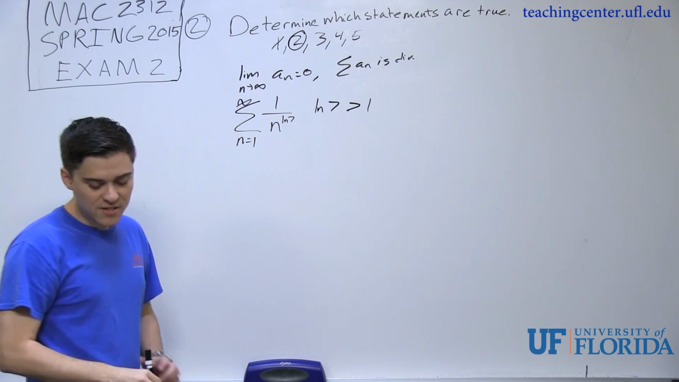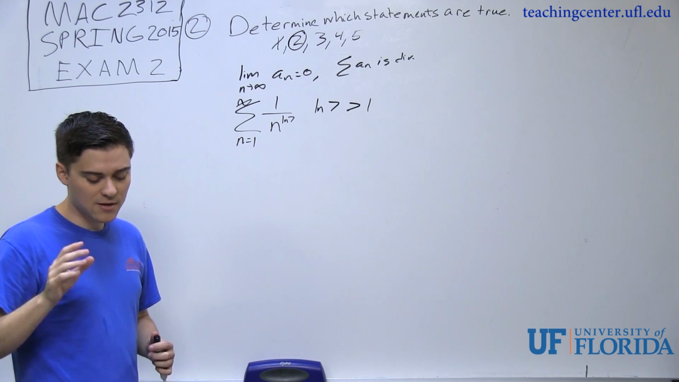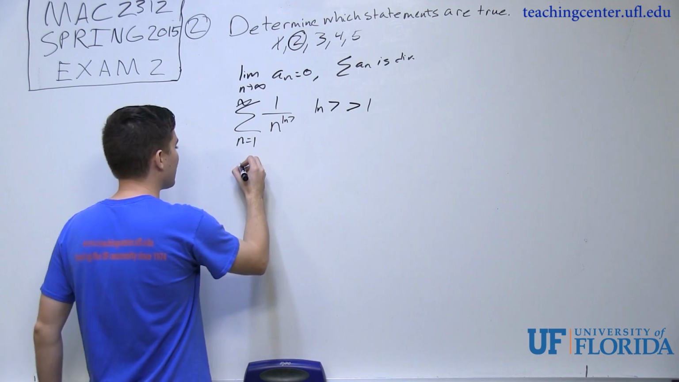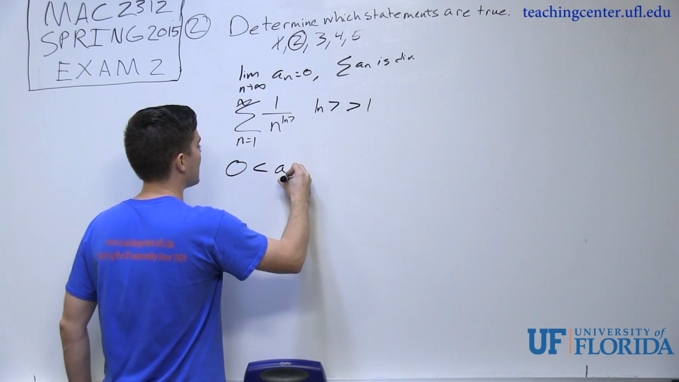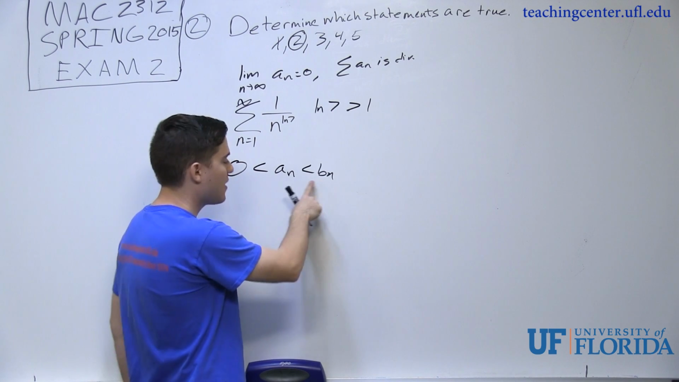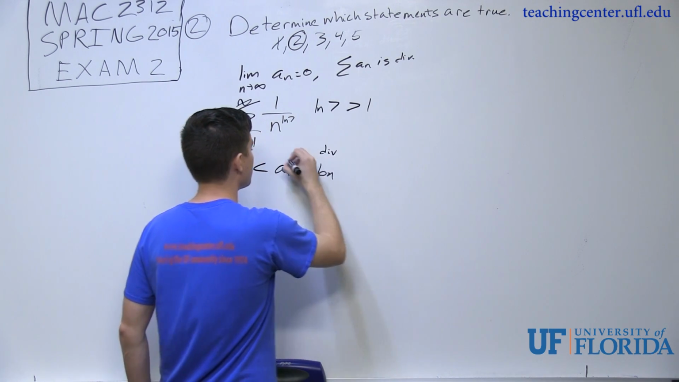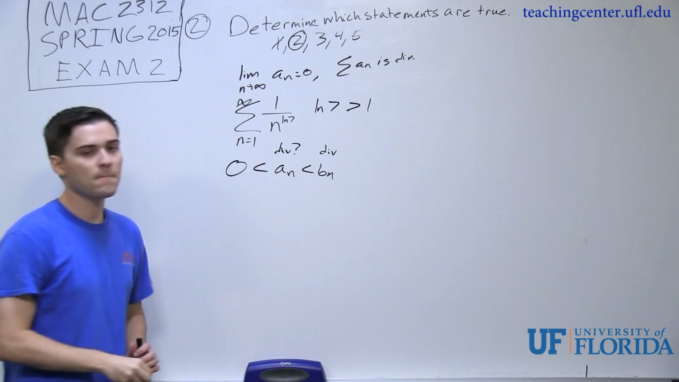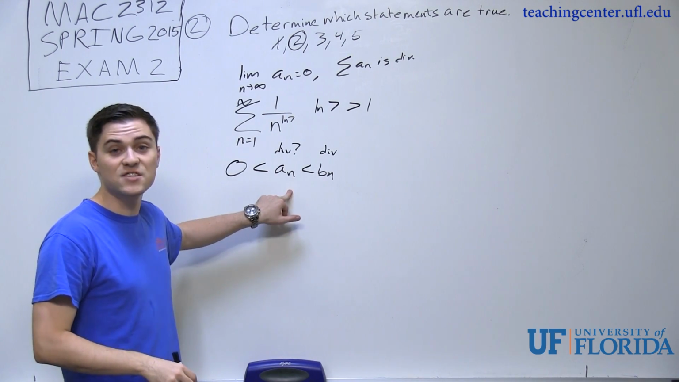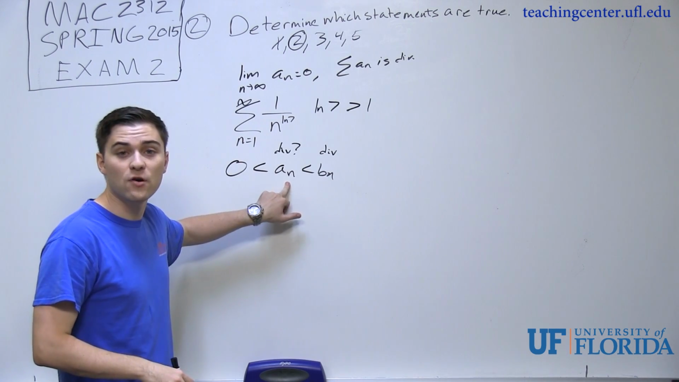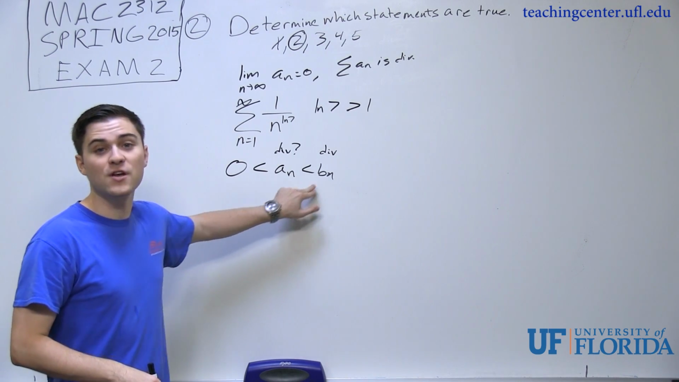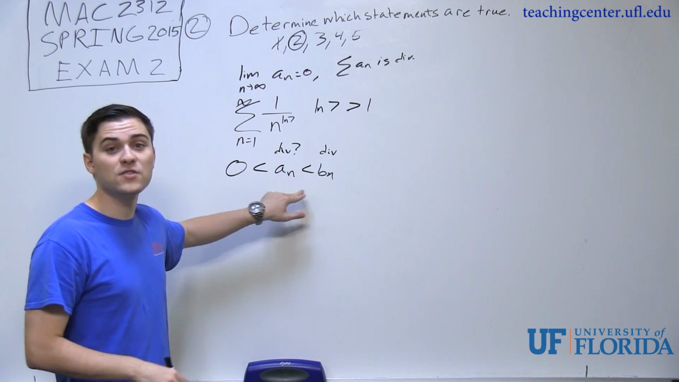Question 3 says suppose a sub n is less than b sub n and b sub n diverges, then a sub n also diverges. Well, that sounds like a comparison test. So if 0 is less than a sub n is less than b sub n, and b sub n is divergent, then so does a sub n. So if this diverges, does this diverge as well? The answer is no, because remember, if this one diverges, it says nothing about this one. This one has to diverge for this one to diverge. So it has to work the other way around. If a sub n was divergent, then b sub n would be divergent. But this way around doesn't tell you anything.